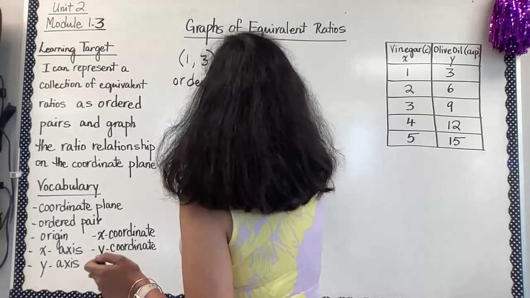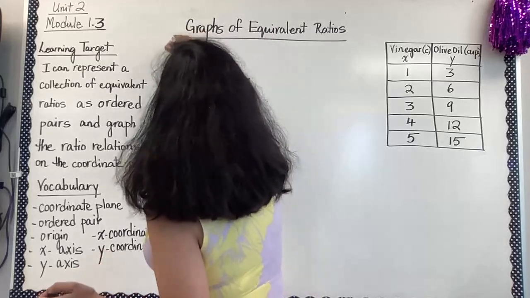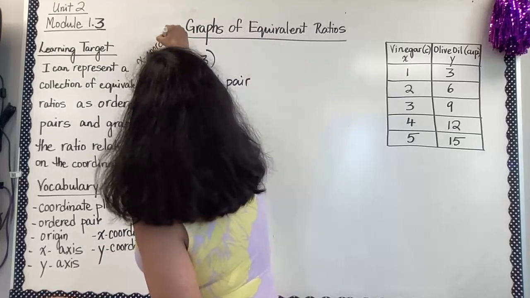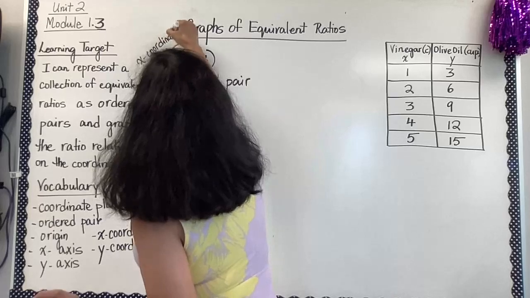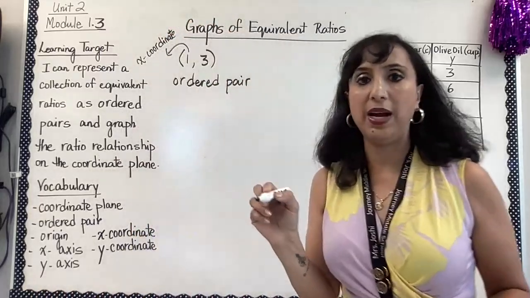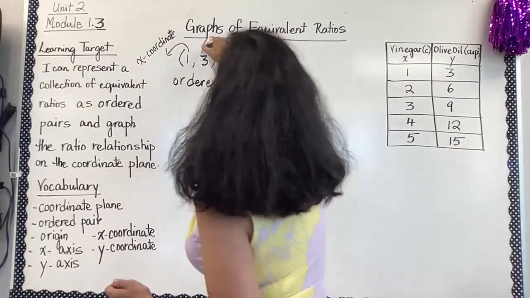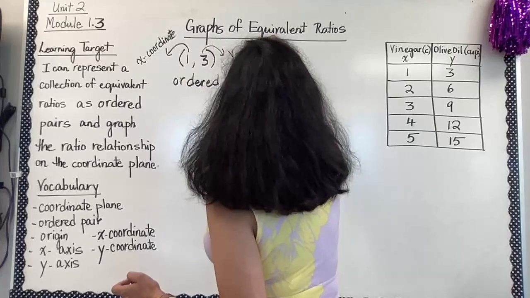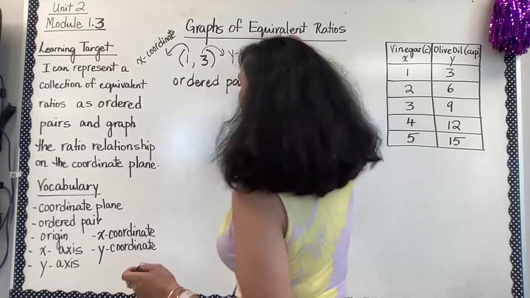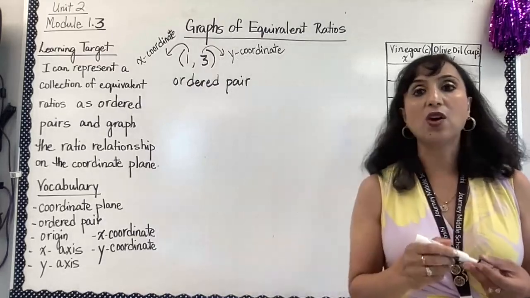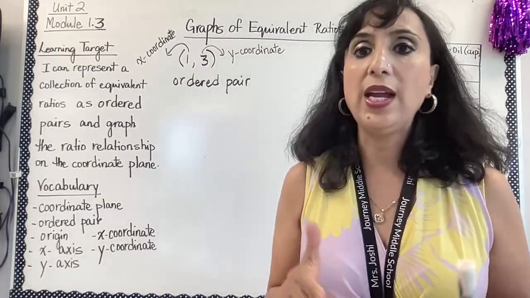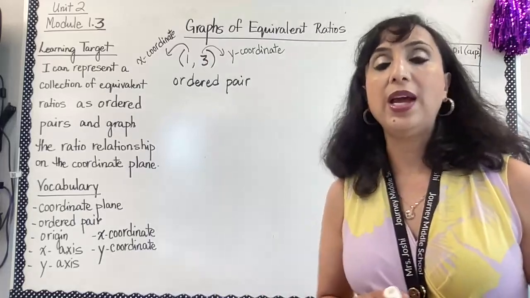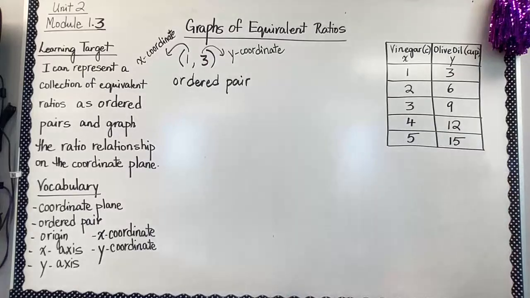The first one is called the x coordinate in the ordered pair, and the second one is called the y coordinate. We know that x always comes before y. So in any ordered pair, we always write x, y in that order. So there is my first ordered pair.